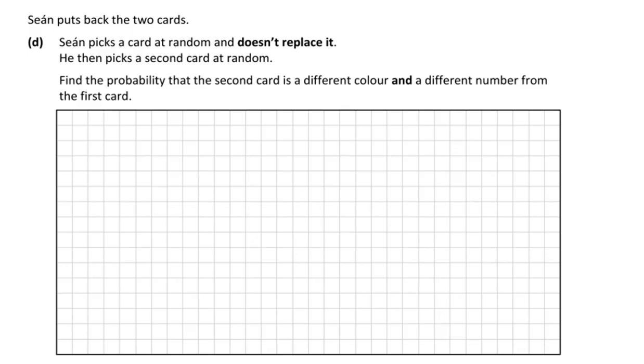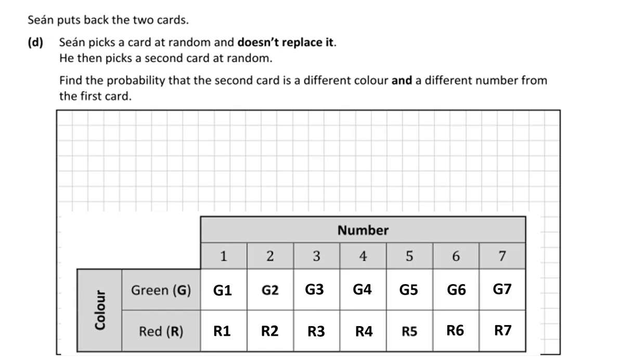And the only one that's a bit tricky here is: Sean picks a card at random and doesn't replace it. He then picks a second card at random. Find the probability that the second card is a different colour and different number from the first card. Now, there are 2 ways to do this. There is the maths way, which is really long-winded. You'll get your correct answer, no worries. And then there's what I would call the cop-on method.